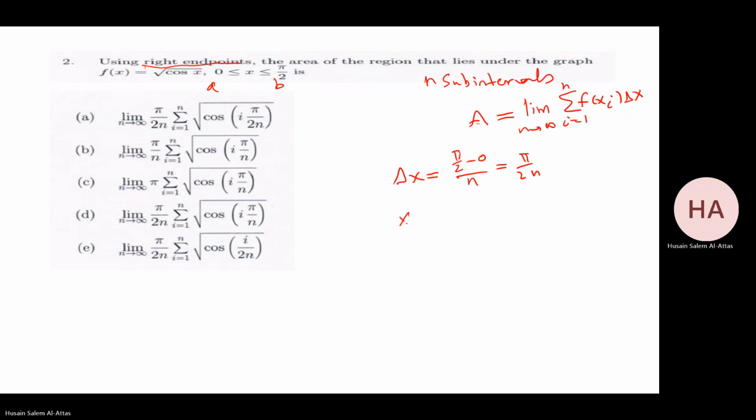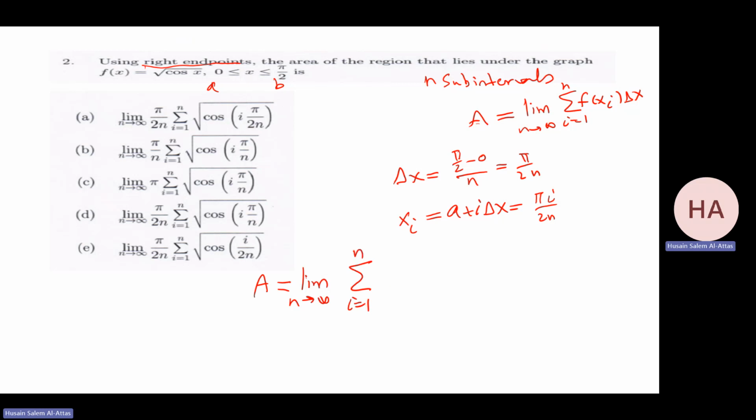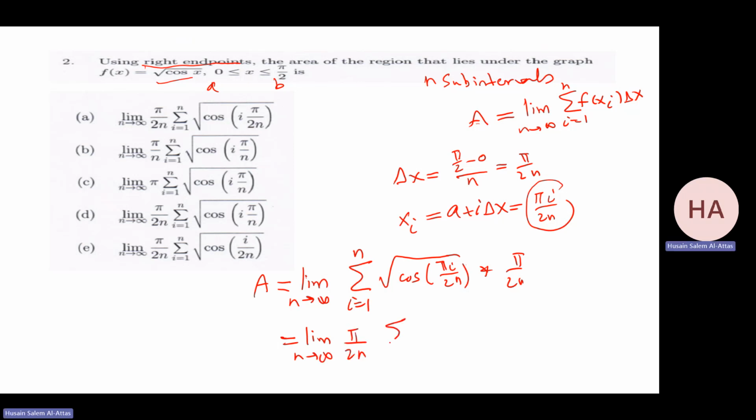Okay, what will be xi? xi will be A plus i delta x. A is 0. So it will be pi i over 2n. That will be xi. So my area exactly will be the limit as n goes to infinity of the summation i equals 1 to n of f of xi. This is the function, so it will be square root cosine of xi, which is pi i over 2n, times delta x, which is pi over 2n. This is not related to i, so I can take it outside. That will be the limit as n goes to infinity of pi over 2n, summation i equals 1 to n, square root cosine pi i over 2n.